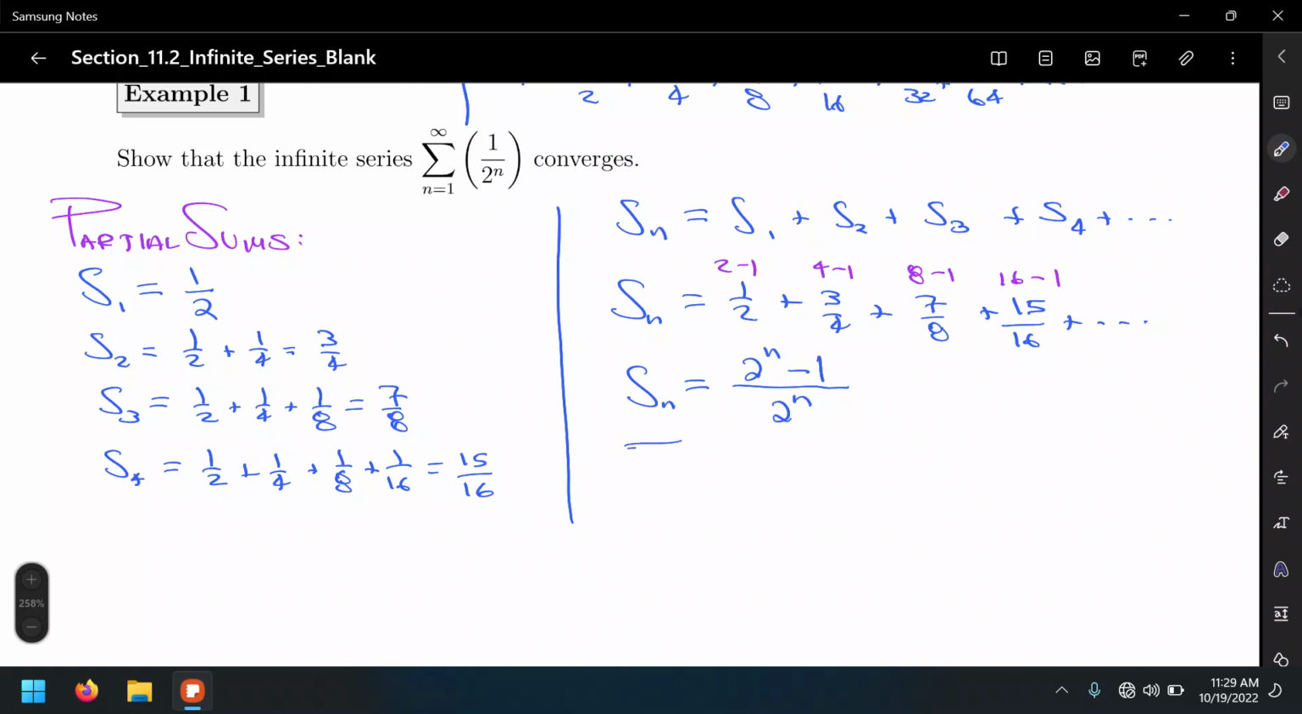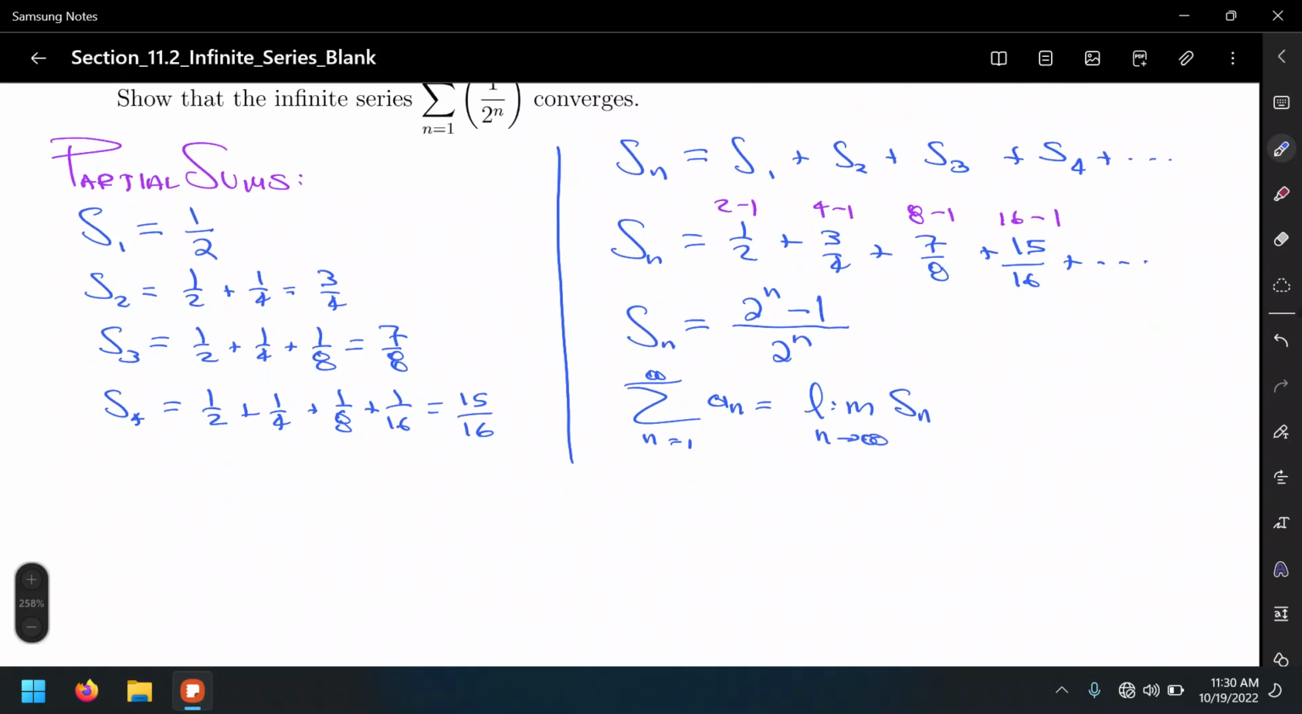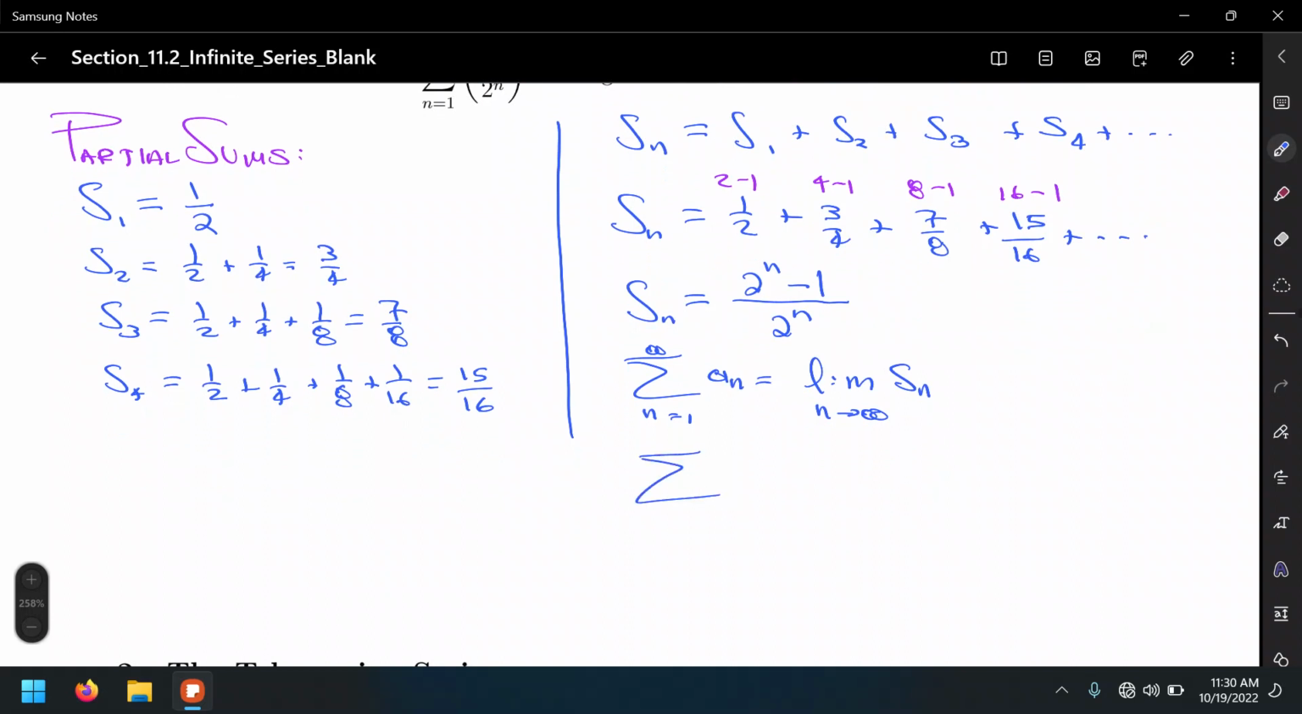The infinite sum, n equals 1 to infinity of a sub n, equals the limit of the sequence of partial sums as n approaches infinity. So doing this, it's going to give us the infinite sum. This means for our problem, sigma n equals 1 to infinity of 1 over 2 to the n equals the limit of the sequence of partial sums associated to this series, which we found in the previous step. And let's figure out this limit.